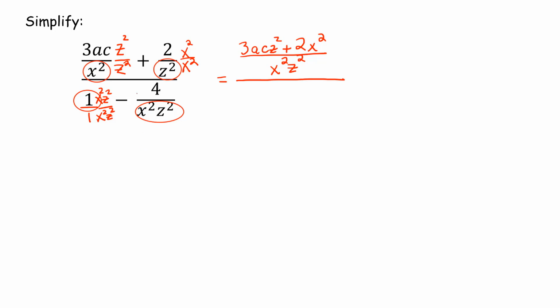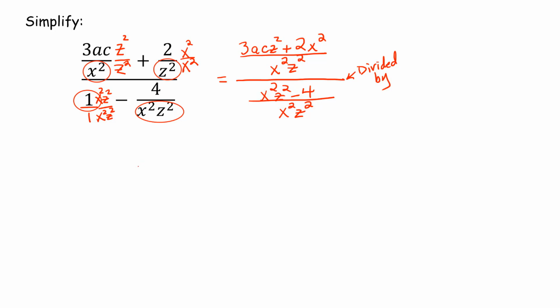On the bottom, we have x squared z squared minus 4, and that is all over x squared z squared. So now I have two fractions. The top fraction is being divided by the bottom fraction. So I have 3acz squared plus 2x squared over x squared z squared divided by, that's what this line means, divided by x squared z squared minus 4 over x squared z squared.